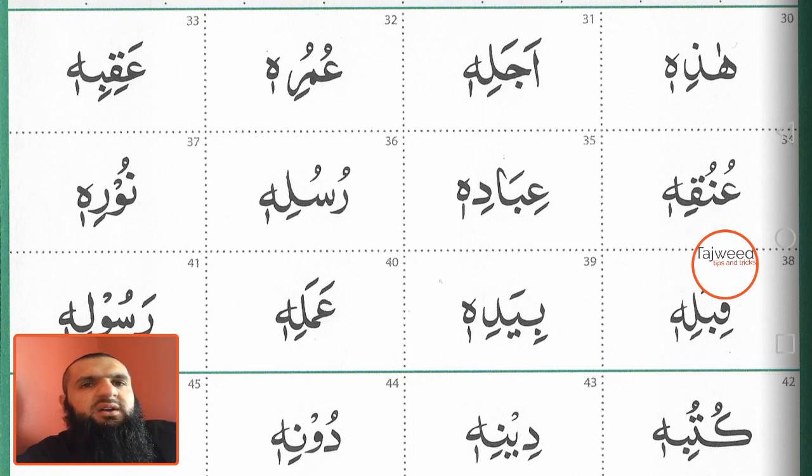Ayn has a fatha, ra, qaf has a kasra, qi, aqi, ba has a kasra, bi, aqi, bi, ha has a standing kasra. He, aqibihi.